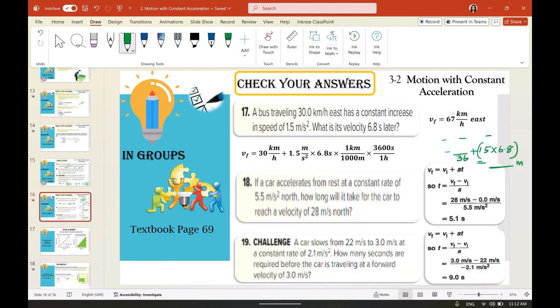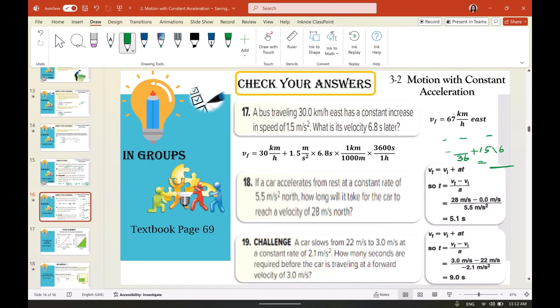Okay, now coming to the next question, which is the 18th question. If a car accelerates from rest at a constant rate of 5.5 meter per second square north, how long will it take for the car to reach a velocity of 28 meter per second north? So if a car accelerates from rest is mentioned, so initial velocity is 0. Okay, you have to understand that. Picturize it. The car was not moving in the beginning, so velocity is 0. Now it is increasing the speed at a constant rate, so constant rate means constant acceleration.